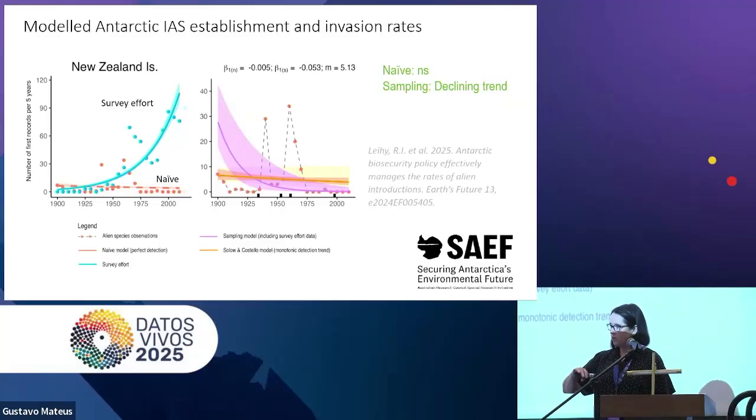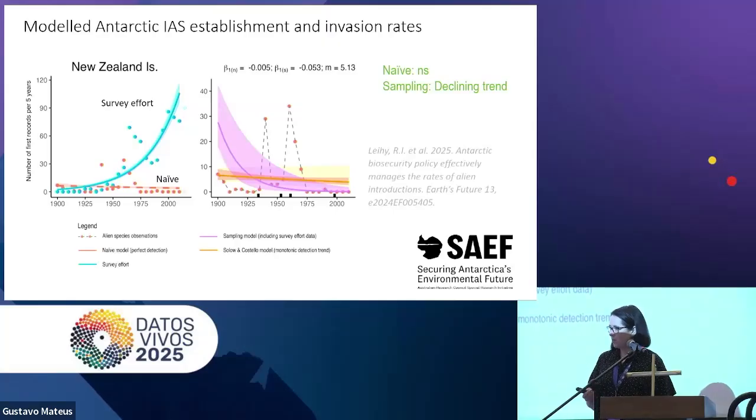On the left, if you just look at the blue line, this is the proxy of survey effort that goes into the sampling model, and you can use multiple different proxies of sample effort. In this case, for all the results I'll show you, the proxy is the number of field visits to that particular locality. So we assume that the more field visits there are, the more likely you are to detect a new alien species.